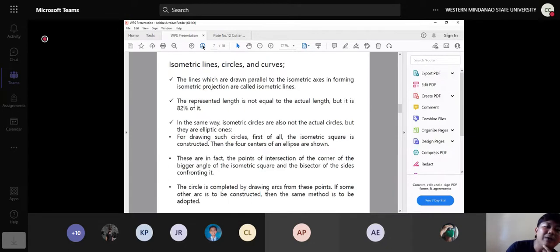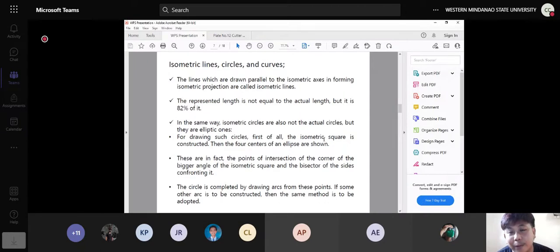Yan. In the same way, isometric circles are also not the actual circles, but they are elliptic ones. So if we want to draw circles in isometric manner, definitely we expect an ellipse. No? So yung na-expect natin doon is ellipse kasi nga parang elongated siya once present na natin in isometric projection. So that is why parang naka-ellipse na siya instead na naka-circle pag naka-XY plane lang tayo. So for drawing such circles, first of all, the isometric square is constructed.